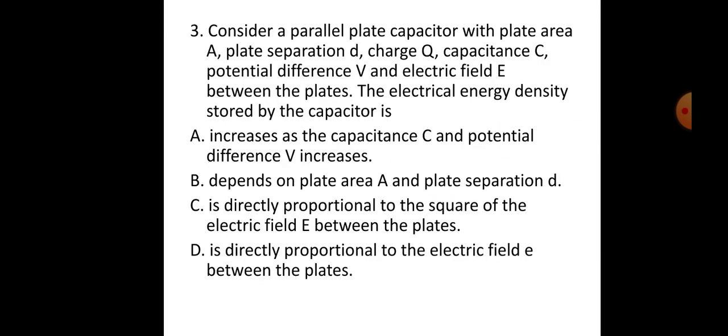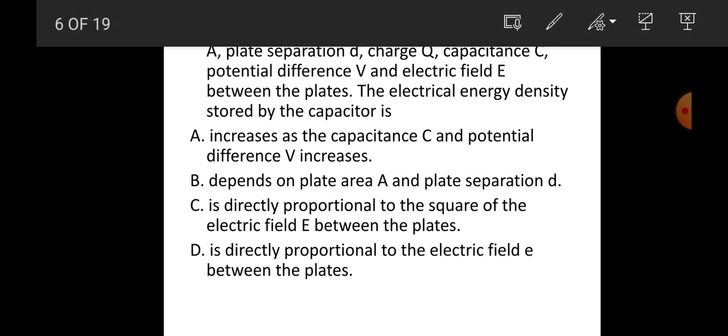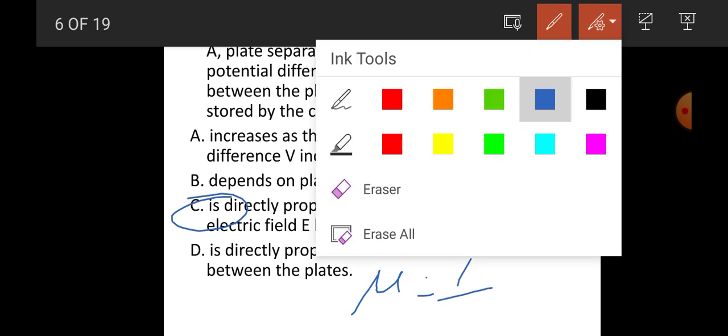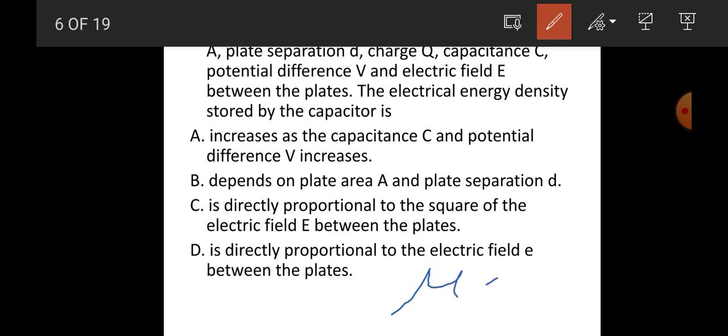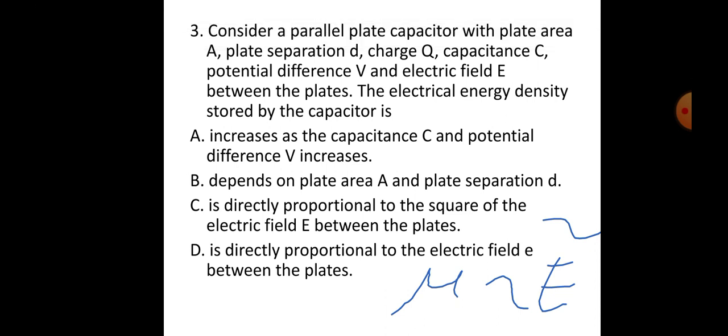So C says energy density is directly proportional to the square of the electric field E between the plates. This is the correct answer. We can get this from the mathematical expression, because energy density is directly proportional to E squared.